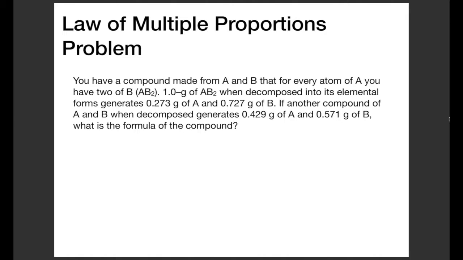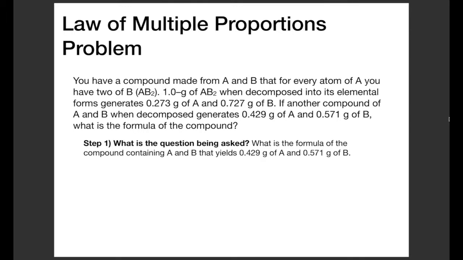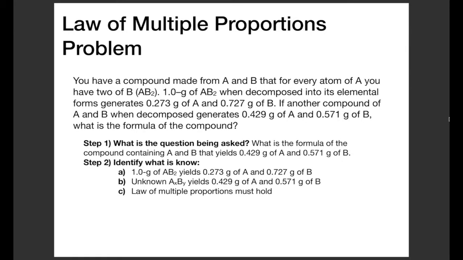Going through our problem-solving strategy, what we're being asked to solve is the formula of that second compound made of A and B. The pieces of information that we're given or that we know is that 1 gram of AB2 yields 0.273 grams of A and 0.727 grams of B, that the unknown compound AXBY yields 0.429 grams of A and 0.571 grams of B, and we know that the law of multiple proportions must hold.